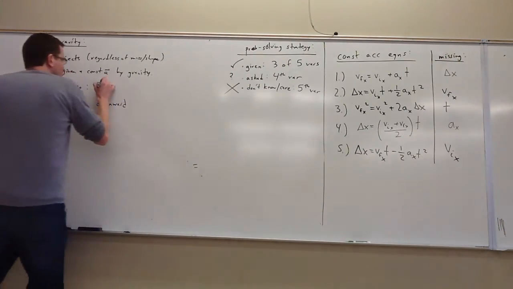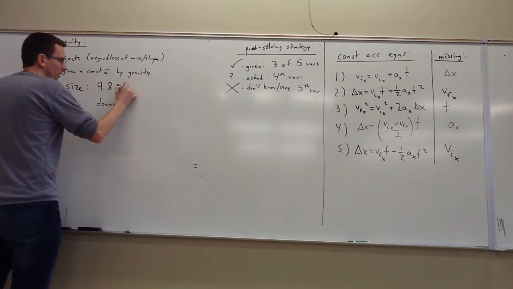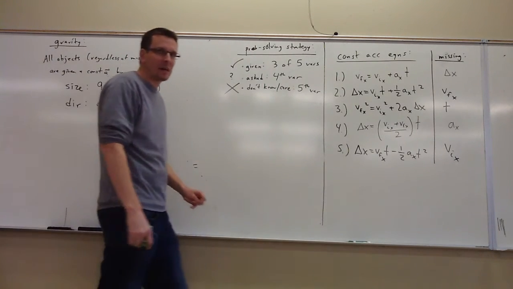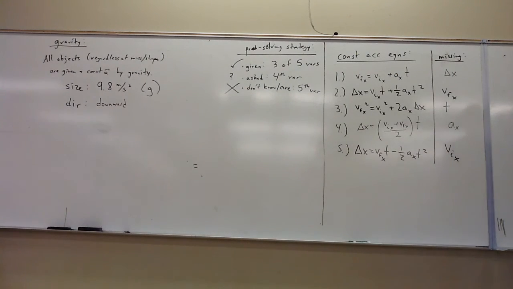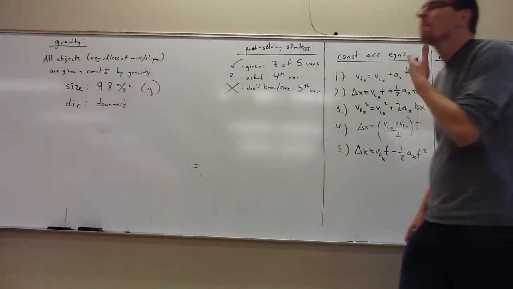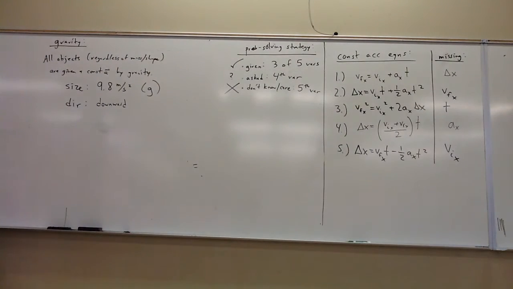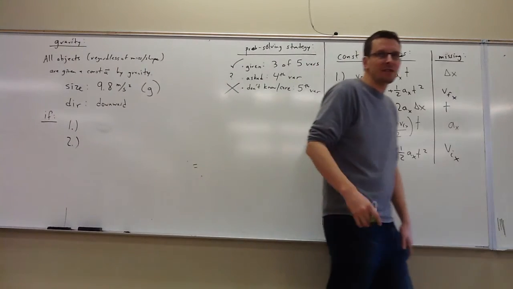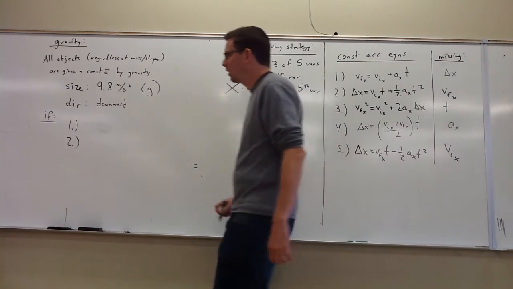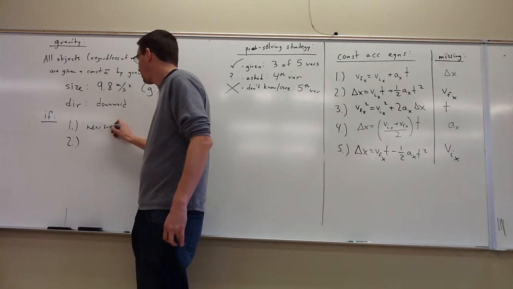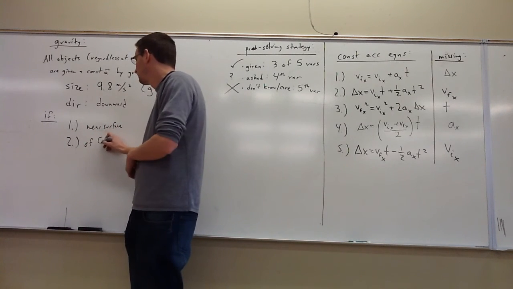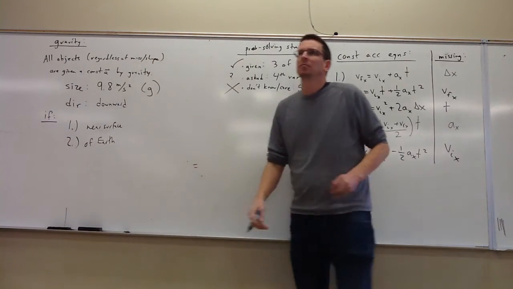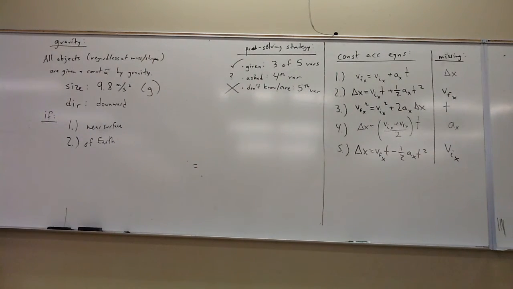The size of it is 9.8 meters per second squared. This occurs so often we give a label to that size. We call it lowercase g. Now, right off the bat, I should mention that this is not always true, but it is true if a couple things are the case. You're near the surface of Earth. And I am going to count those as two things, right? Because it's really two things.